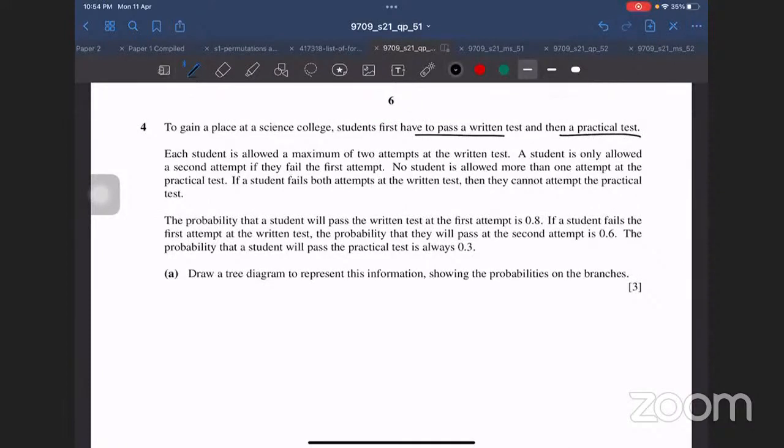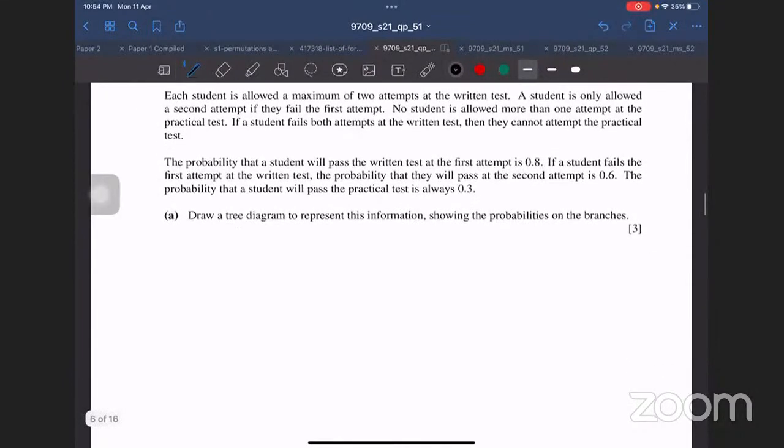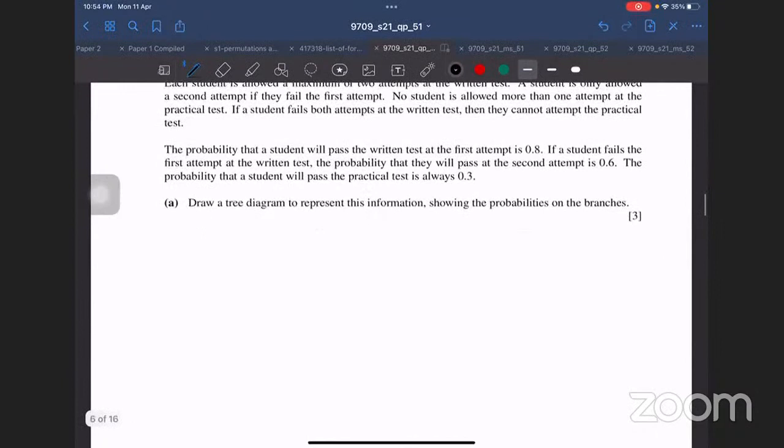Each student is allowed a maximum of 2 attempts at the written test. A student is only allowed a second attempt if they fail the first attempt. No student is allowed more than 1 attempt at the practical test. If a student fails both attempts at the written, they cannot attempt the practical test. The probability that a student will pass the written test at the first attempt is 0.8.